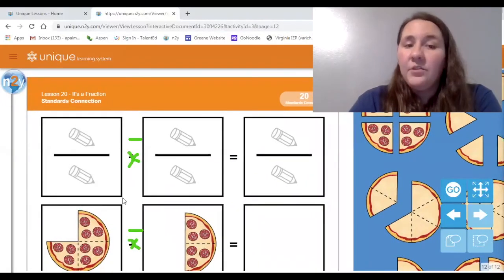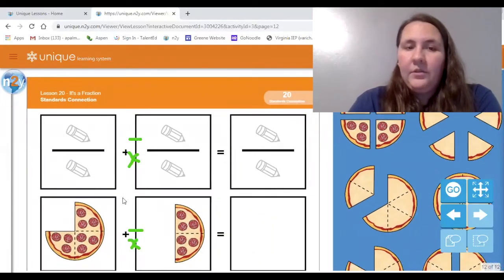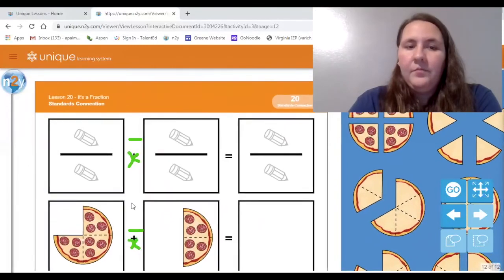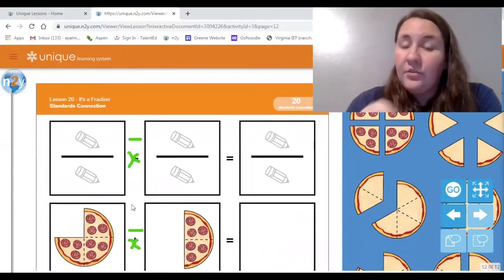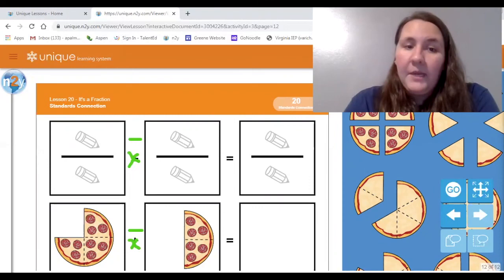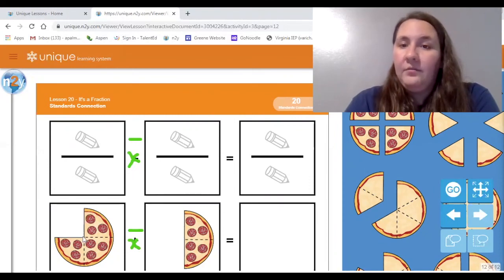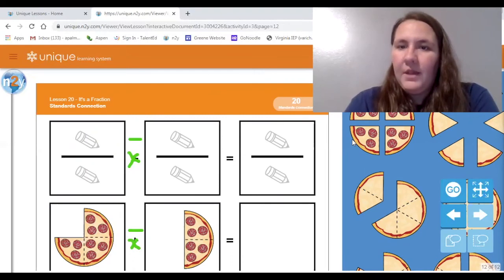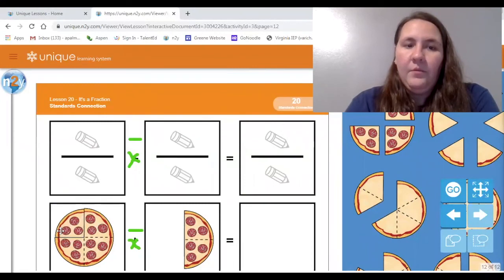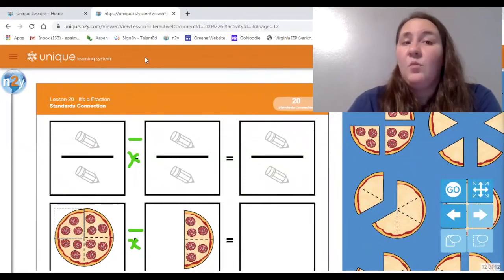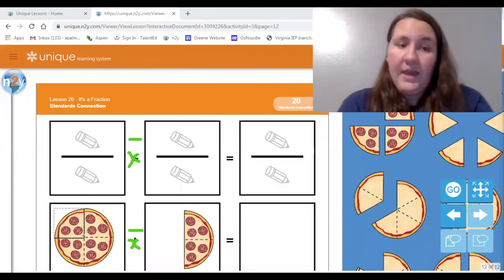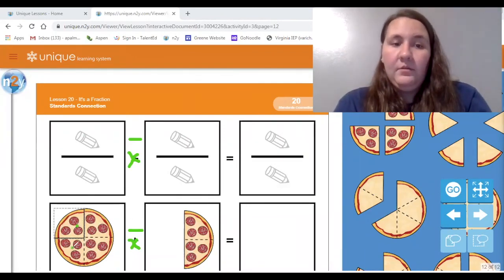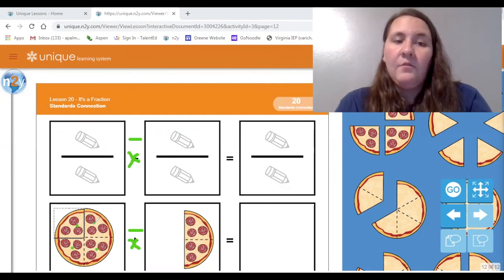Okay, so now we're subtracting, right? We're gonna subtract the numbers from each other, which means to take away. So first I need to figure out how many pieces are in one whole pizza, right? So let me see if I can pull a piece from over here to make one whole so I can count them. Oh, there we go. Okay, so let's see how many pieces are in one whole. Are we ready? With your finger, I want you to follow along and count. Here we go. 1, 2, 3, and 4.